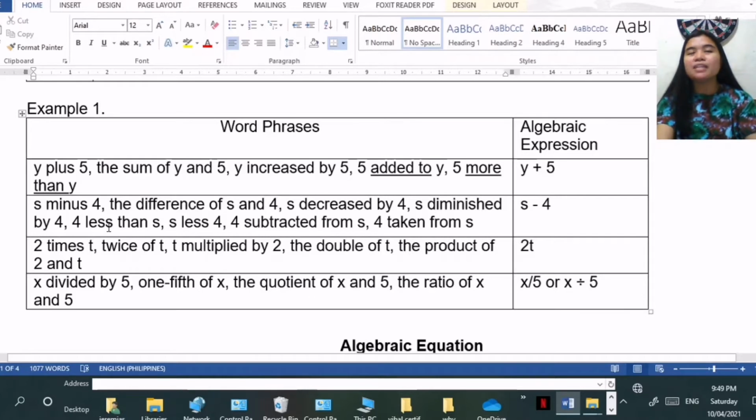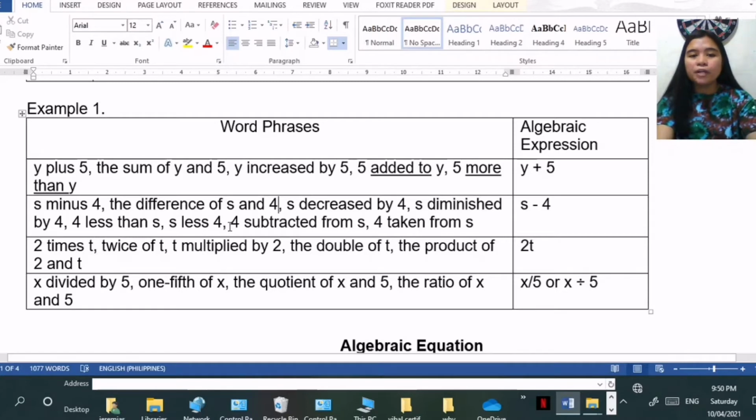Tingnan nyo po, kapag gumagamit kayo ng less than or more than, nagbabaliktaran yung given. Katulad nito, 4 less than s. Nauna si 4 bago si s. Pero pagdating sa algebraic expression, nauna si s bago si 4. Okay po? So, tatandaan nyo lang po yan. And then, s less 4. Ayan. Kapag ganito lang na s less 4, kung ano yung nauna, yun na din yun. Pero kapag may than, less than, nagbabaliktaran po yung given.